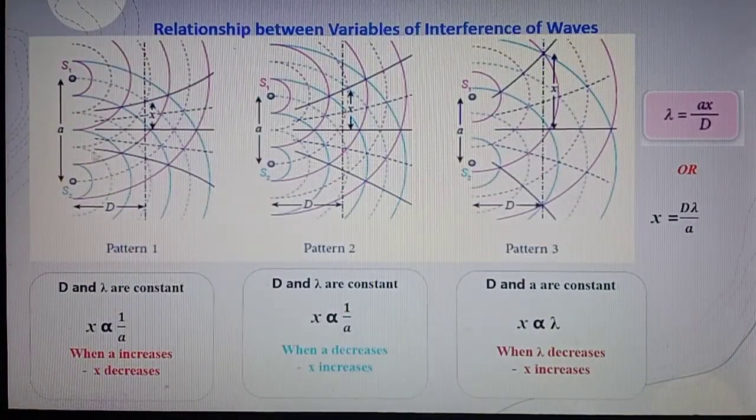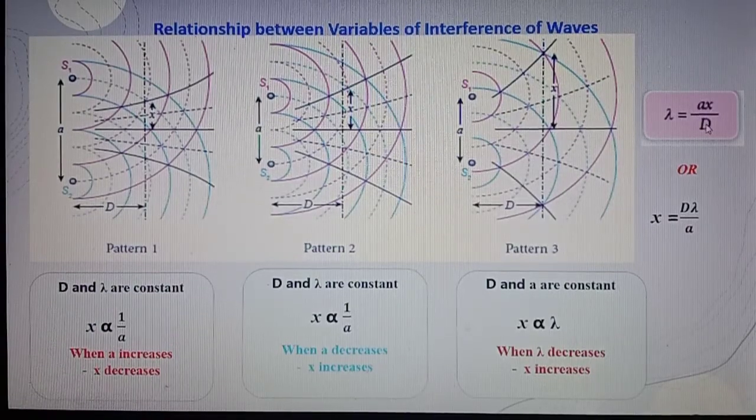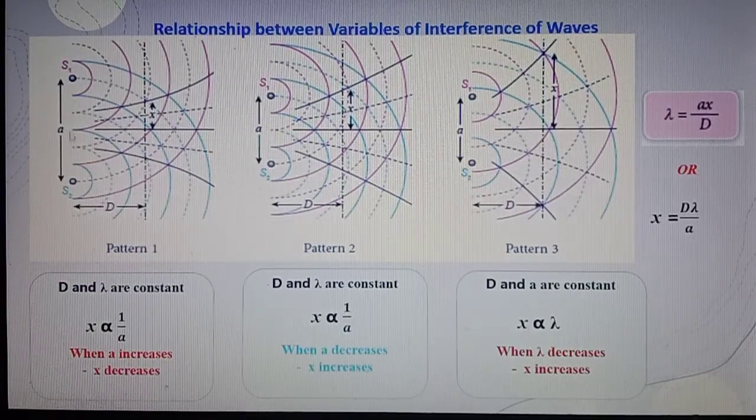Let's say we have three patterns: pattern 1, pattern 2, pattern 3. Now we want to relate the variables of the interference of waves. Just now we discussed this formula. How many variables are involved here? 1, 2, 3, 4. Four variables. You can write lambda equals ax divided by d, or x equals d lambda over a. Let's look at the first pattern. In this pattern, let's say d and lambda are constant. This distance d, the distance from the sources to the line where x is measured, we make constant, and lambda is also constant, the same wavelength.